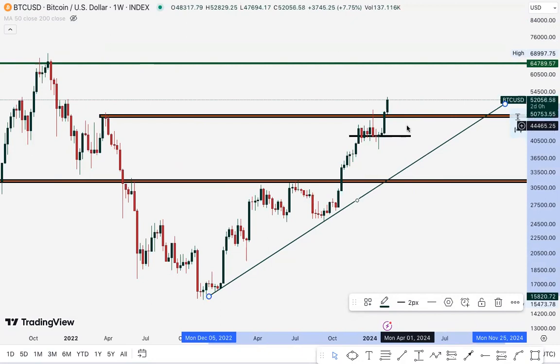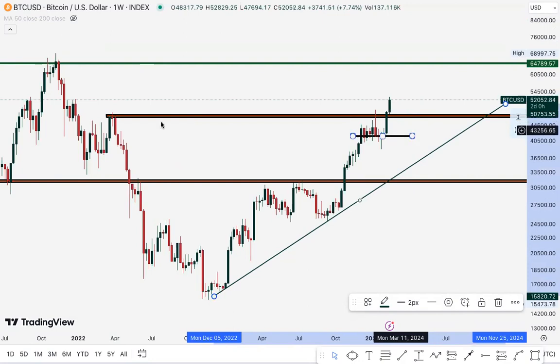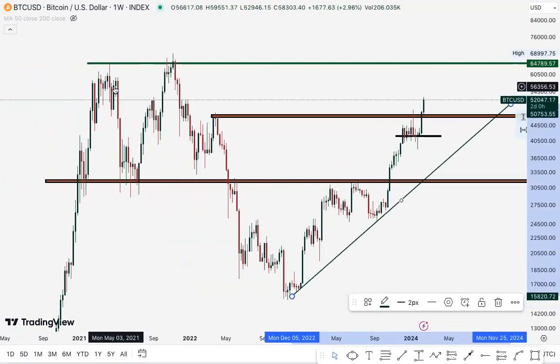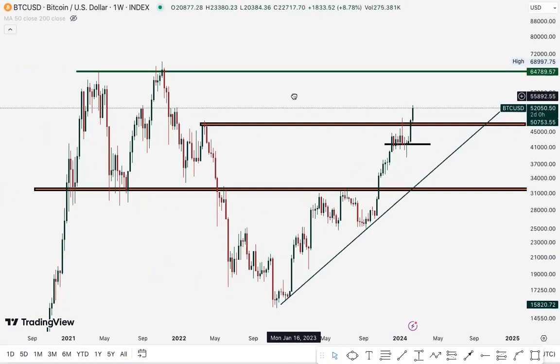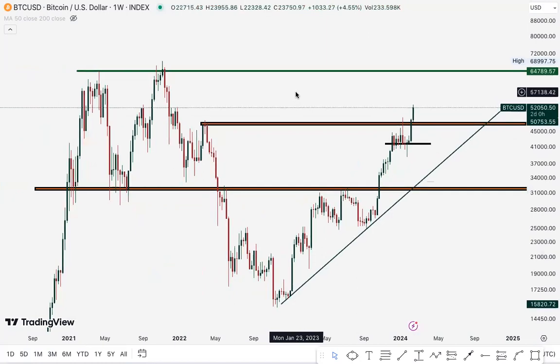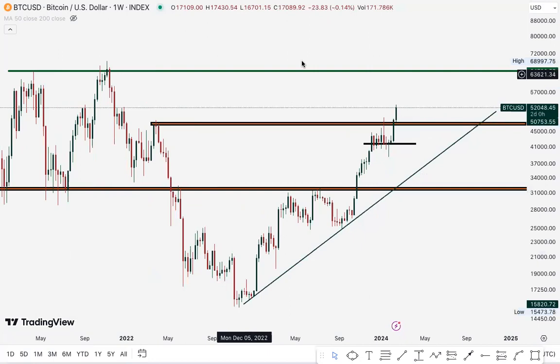So now that we have actually breached this supply level here, it has now exposed the all-time highs of BTC, which is 68,997.75. All right, so it is exposed, naked, staring at you. There's actually nothing standing in the way anymore. The major obstacle has been taken out. So how do you now capitalize on this?